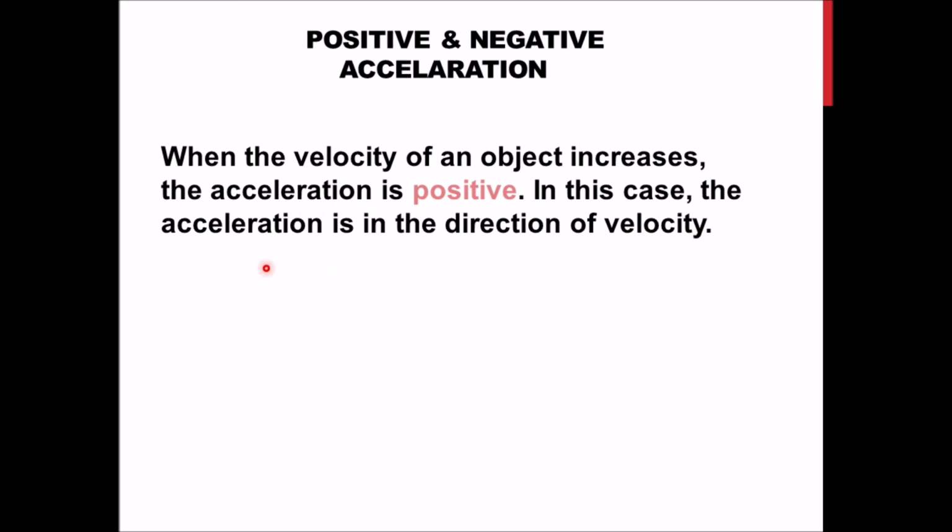For example, if you're traveling in a car and you press your accelerator, ultimately acceleration is happening. So 20 kilometer per hour went to 60 kilometer per hour, an increase of 40 kilometer per hour. When there is an increase, we call this positive acceleration.